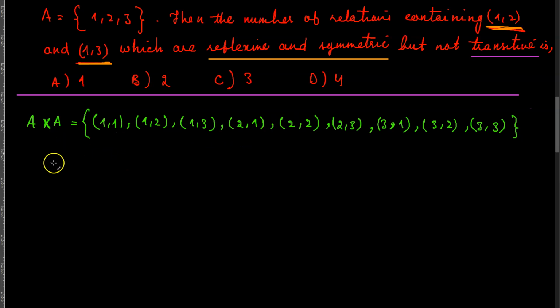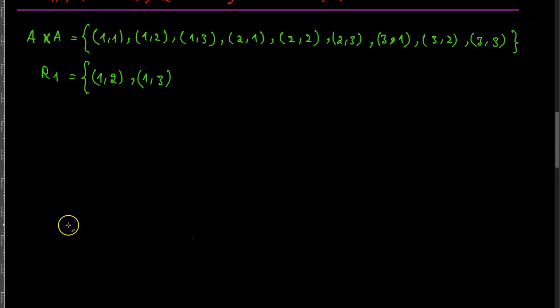So what I need to do is define a relation, for example R1, on this set, and I know that I need (1, 2) and (1, 3). Those must be there. Moreover, I know that it has to be reflexive and symmetric. So reflexive means that the condition for being reflexive is that for every a belonging to the set A, the set on which the relation is defined, we have (a, a) must belong to R.